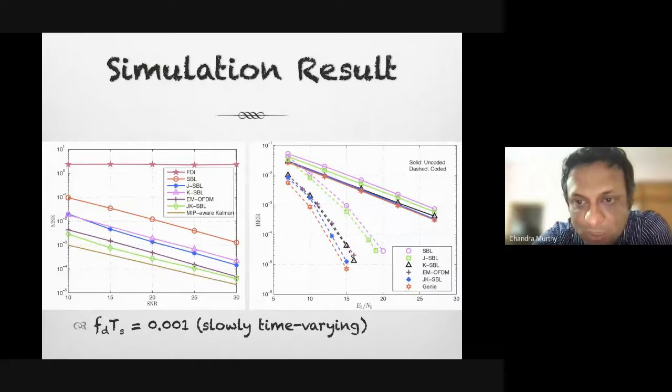And if you look at the plot on the right, it sort of tells a similar story, but in terms of the BER versus SNR. And once again, there is a comparison of performances in both the coded and the uncoded case. And as you can see in the uncoded case, the Kalman SBL or the JK SBL curve is pretty much overlapping with the genie-aided curve, which has perfect channel state information. But even in the coded case, it only has a small loss in performance compared to the genie-aided case. So in this case, the JK SBL actually loses very little by going from the uncoded case to the coded case.